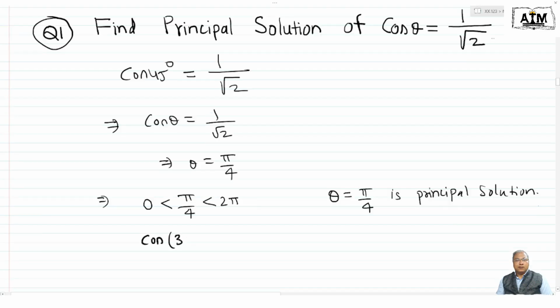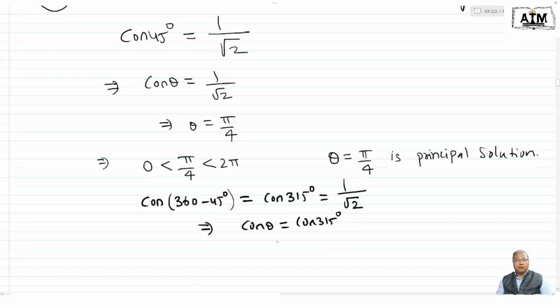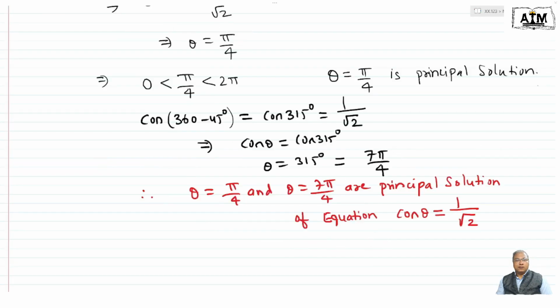Cos of 360 minus 45 degrees equals cos of 315 degrees equals 1 upon root 2, which implies cos theta equals cos 315 degrees, which implies theta equals 315 degrees, which can be written as 7 pi upon 4. Therefore theta equals pi by 4 and theta equals 7 pi by 4 are principal solutions of the equation cos theta equals 1 upon root 2.